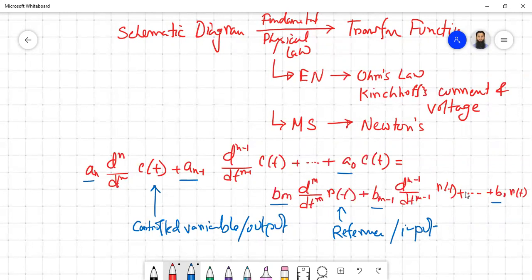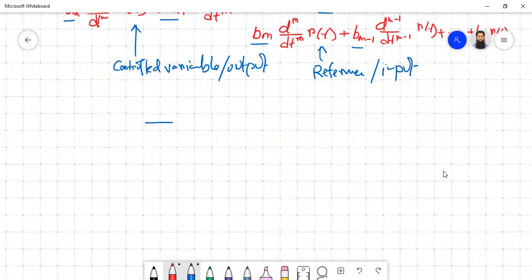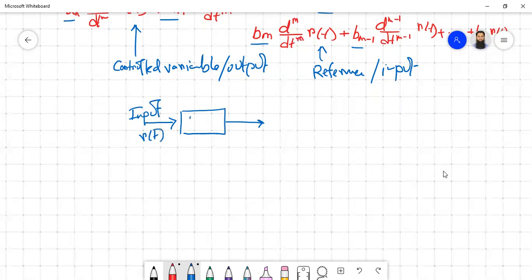So one of the problems with this differential equation is that the input, output, as well as the coefficients are all over the equation. So we cannot explicitly separate input, output, and the coefficients. So the differential equation is not easy to deal with. Because of that, we want a system like this where we can have our input, output, and the system defined separately. So this will be our input, this is our system, and this is our output.